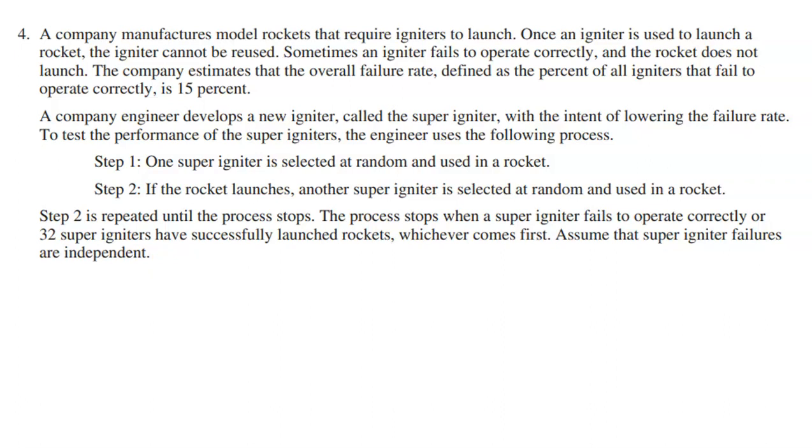So assume that super igniter failures are independent. That's super important because in the binomial or geometric model, if one rocket igniting or not igniting impacts the next, which impacts the next, then I run into compound probability and this is not going to be independent. That's going to be a major problem. Probably very difficult to do. So let's jump into the first of 3 very good questions.